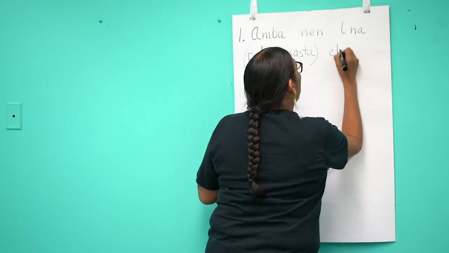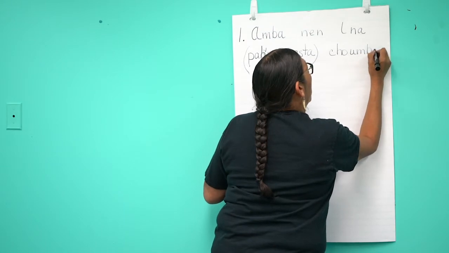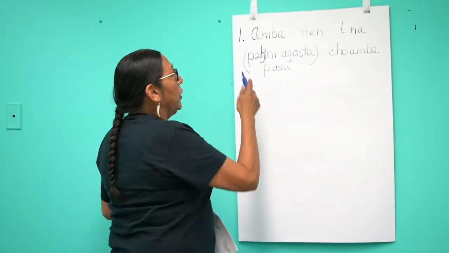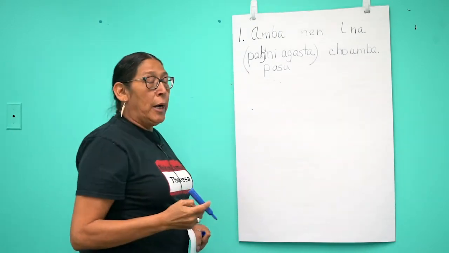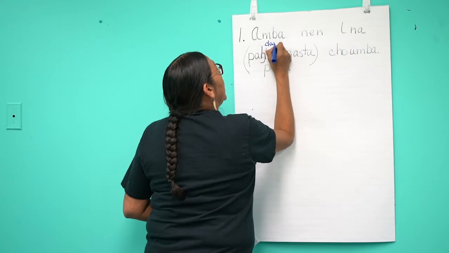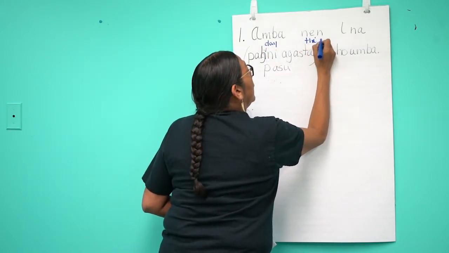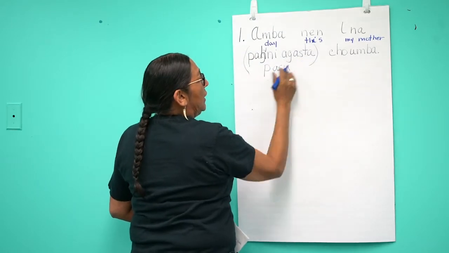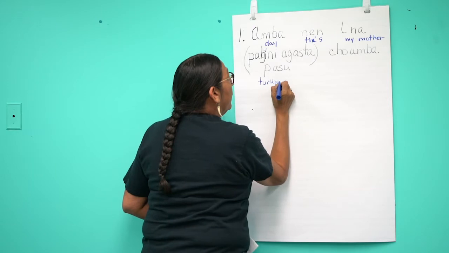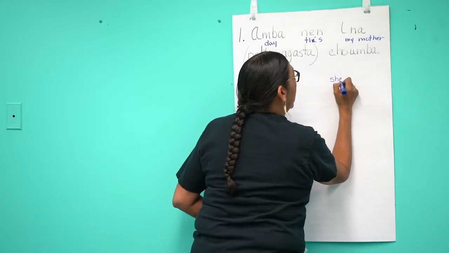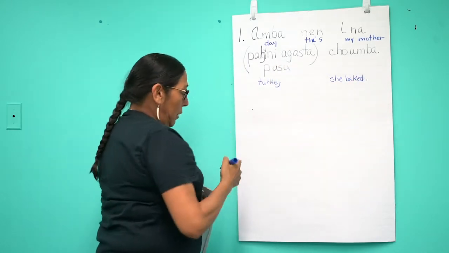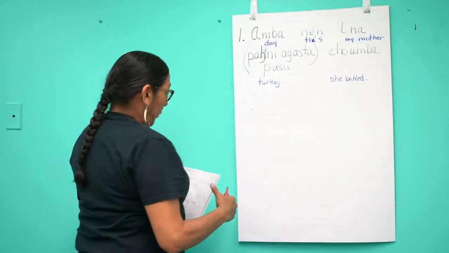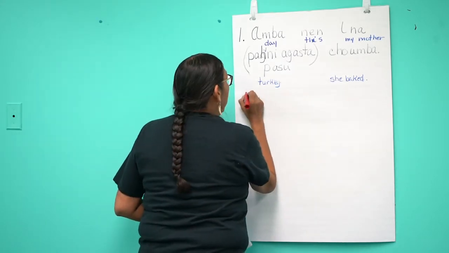Okay, this is our first word. We're going to amba nen ina pachi pasu choomba. Now this translates into: this day, my mother, turkey, and she baked. And now, if you read the story and you go on, this will translate for you.